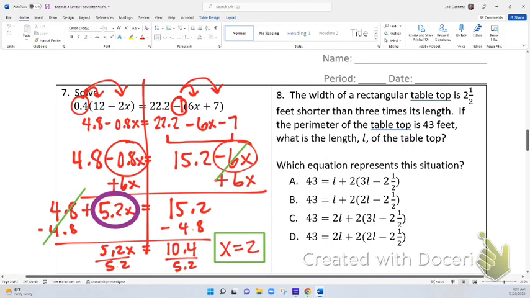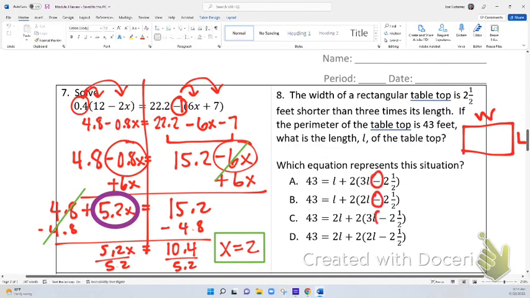It says the width, so if I draw a tabletop just so you guys can see visually, right? This is the width, and then the length is this one, right? So just picture a coffee table, right? It says the width of a rectangular top is 2.5 feet shorter than 3 times its length. So it's 2.5 feet shorter. Because it's shorter, it has to be a subtraction.